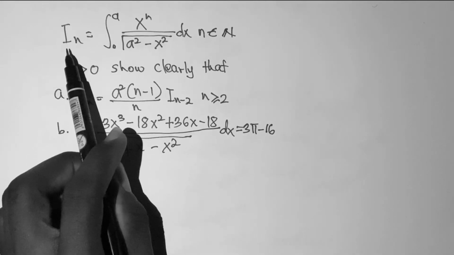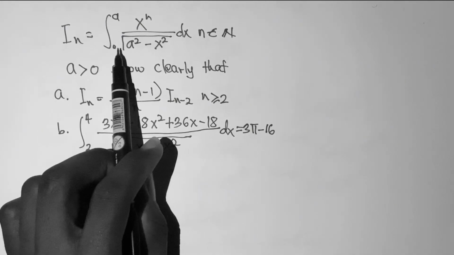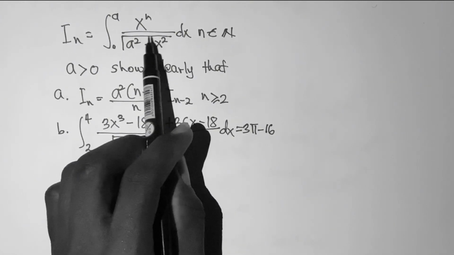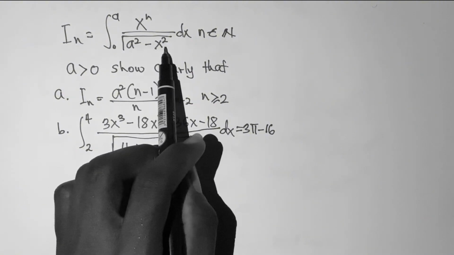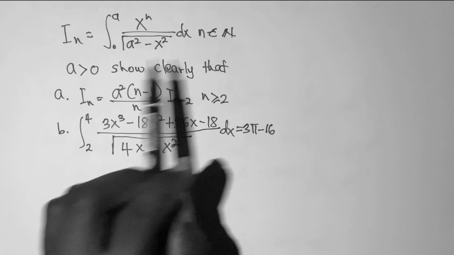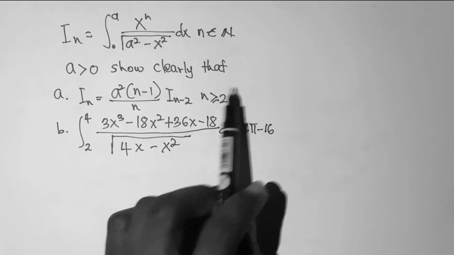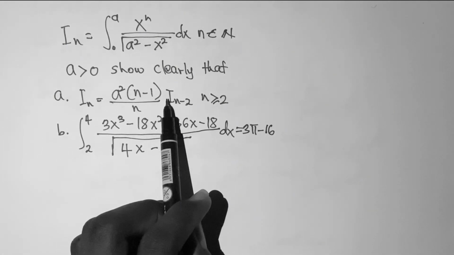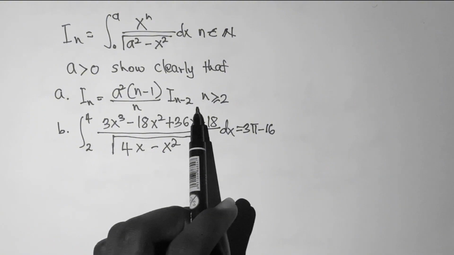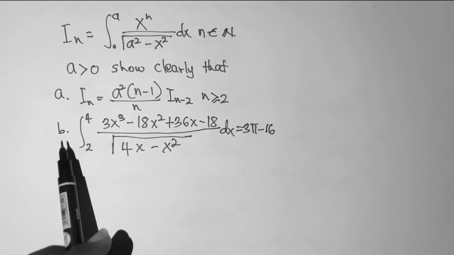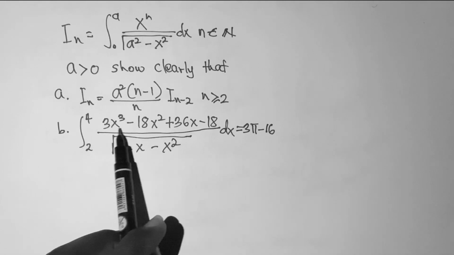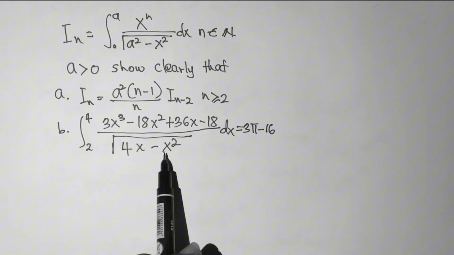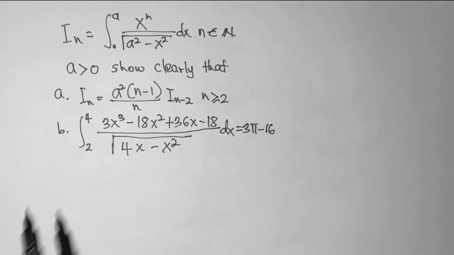We have this question here that says that I of n is equal to integral of 0 to a, then times x exponent n divided by square root of (a squared minus x squared) dx, where n is a natural number and a is greater than 0. Show clearly that I of n is equal to a squared times (n minus 1 divided by n) I of n minus 1, where n is greater or equal to 2. And then b, integral of 2 to 4, 3x cubed minus 18x squared plus 36x minus 18 divided by square root of 4x minus x squared dx.